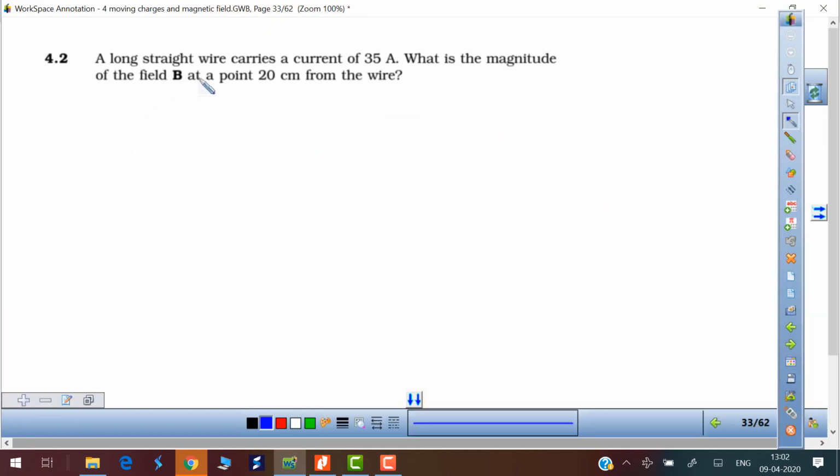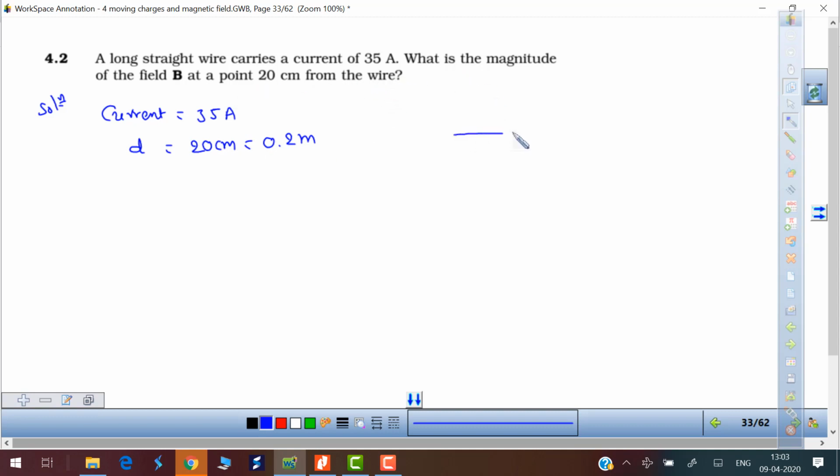Next one, a long straight wire carries a current 35 ampere. So current is equal to 35 ampere. What is the magnitude of the field at 20 centimeter from the wire? So here distance is equal to 20 centimeter, we convert into meter, so it is 0.2 meter.